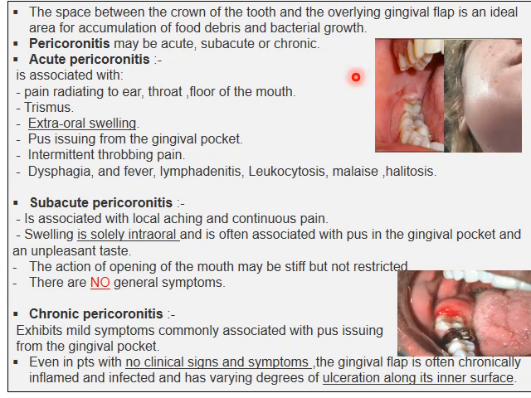If the acute phase ends, it might turn into the subacute phase, meaning resolution of the acute phase might end with subacute pericoronitis. Subacute pericoronitis is usually associated with local aching and continuous pain. The pain is localized but continuous. Swelling is only intraoral. There is no extraoral swelling as in the acute phase of pericoronitis, and it is often associated with pus in the gingival pocket and an unpleasant taste.